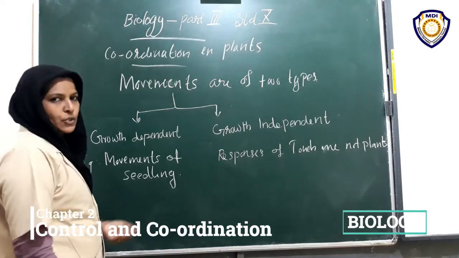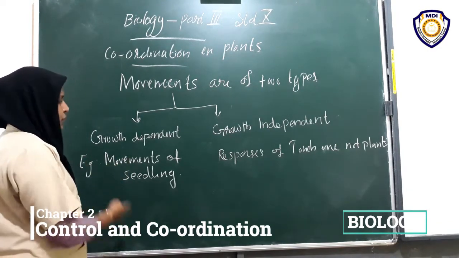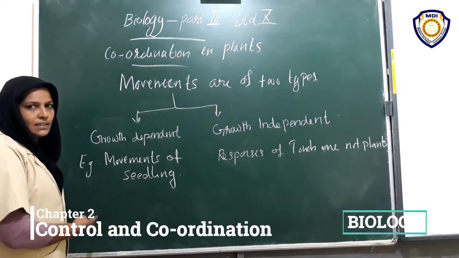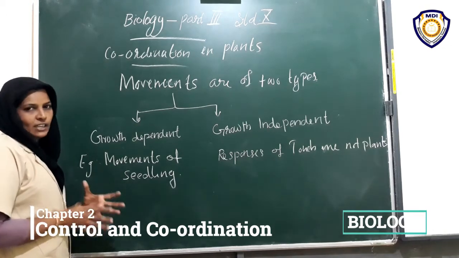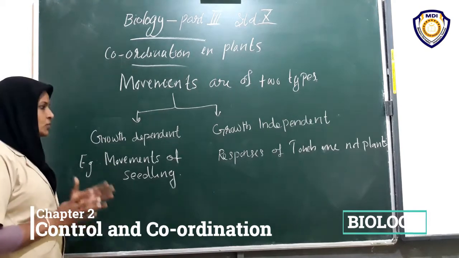Down by the shoot system, they close up. So these are examples of growth dependent movements. It is a directional movement. You can say otherwise it is a directional movement. It has a clear direction, towards the side from where the stimulus comes.